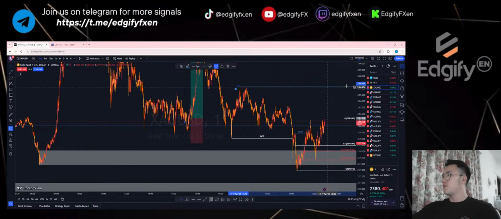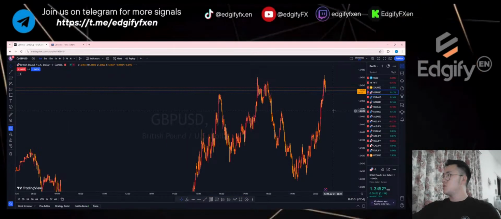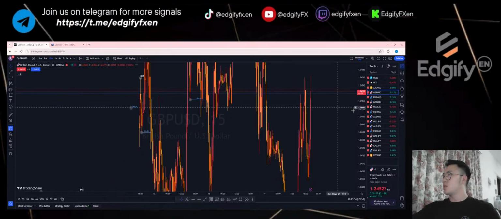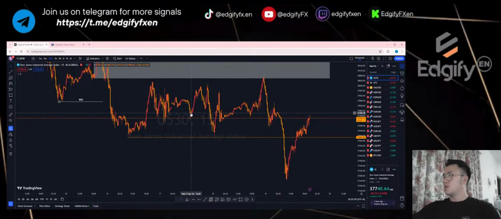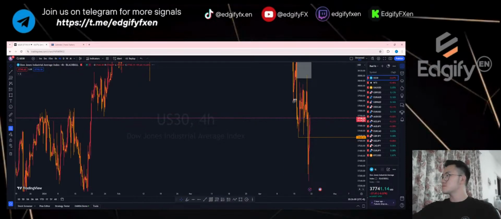Okay, so basically 1 minute, we're waiting for this level here. Okay, GBP USD as well. We're just waiting for this to be tapped in on the 15. Okay, so let's take a look at US 30.